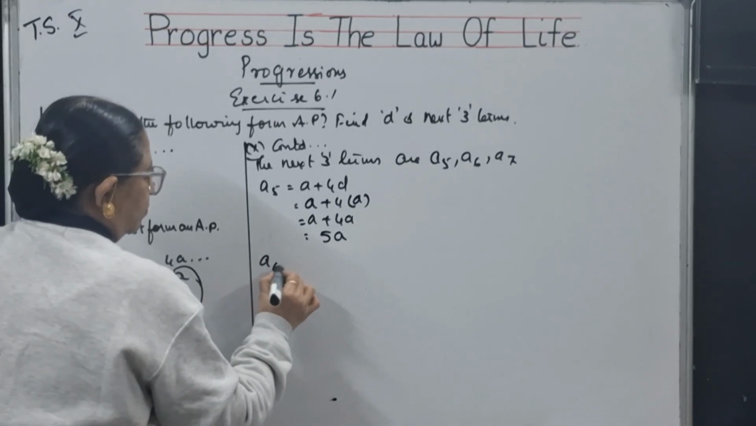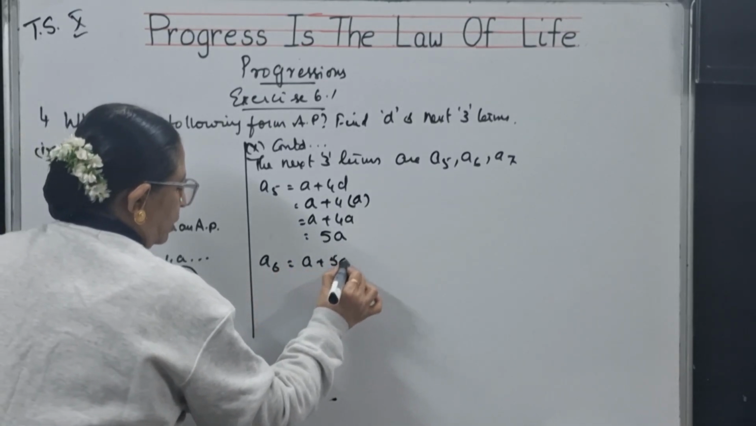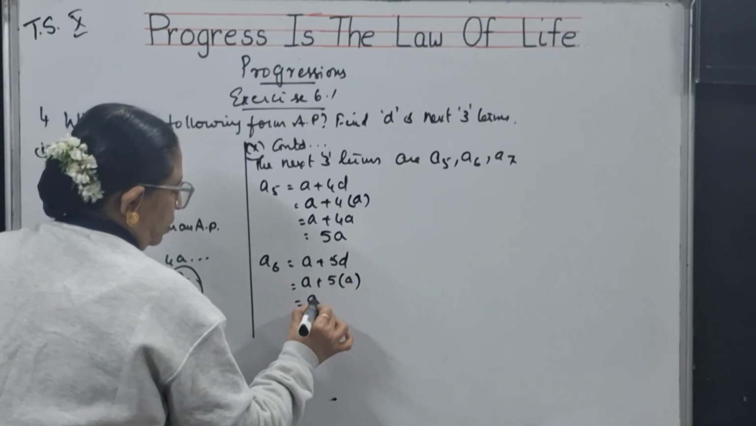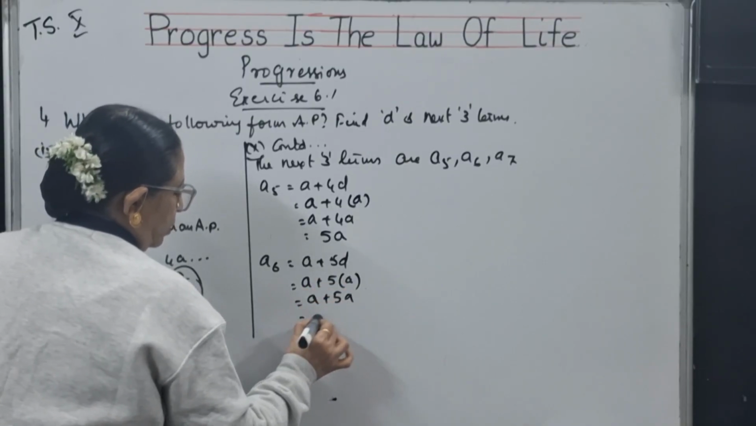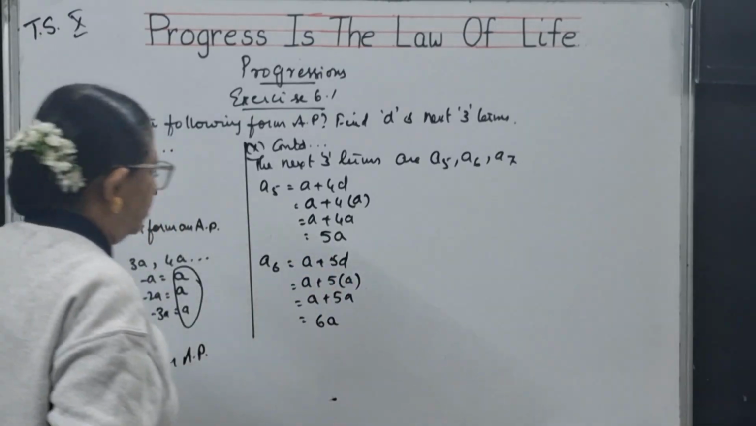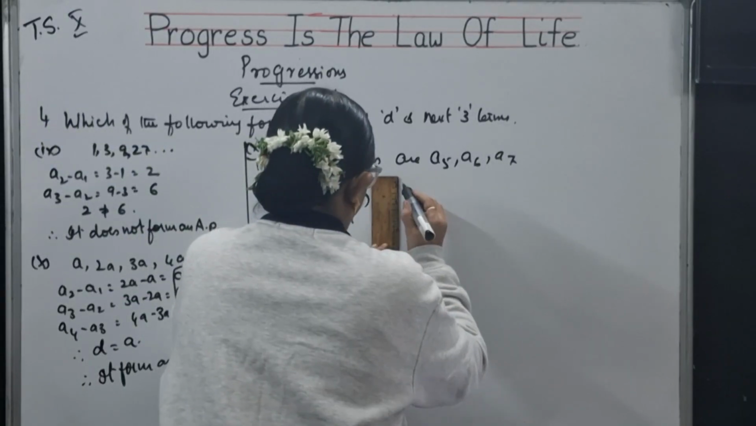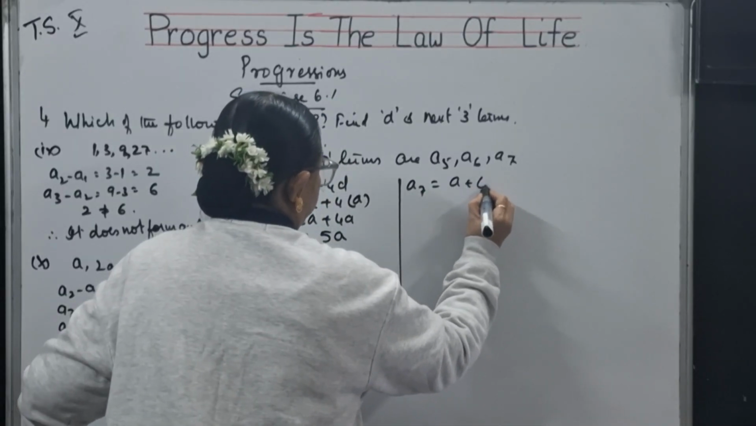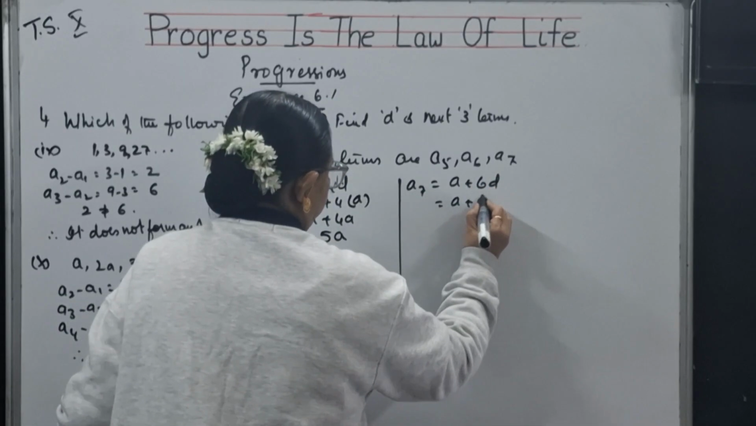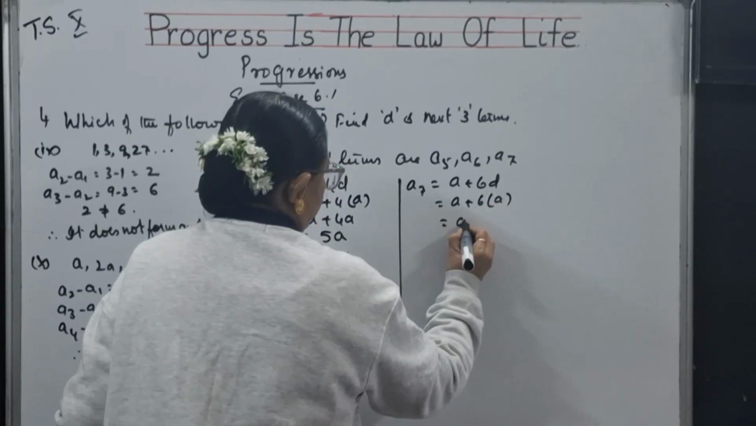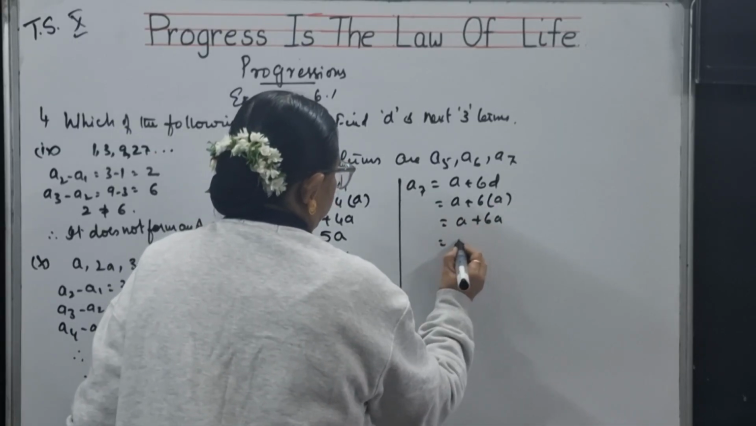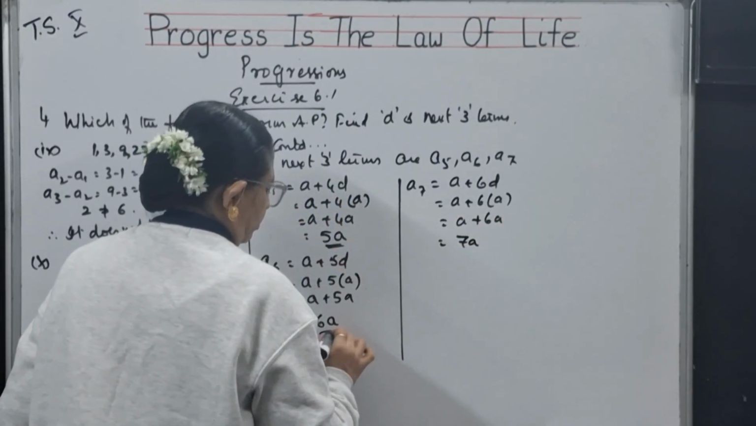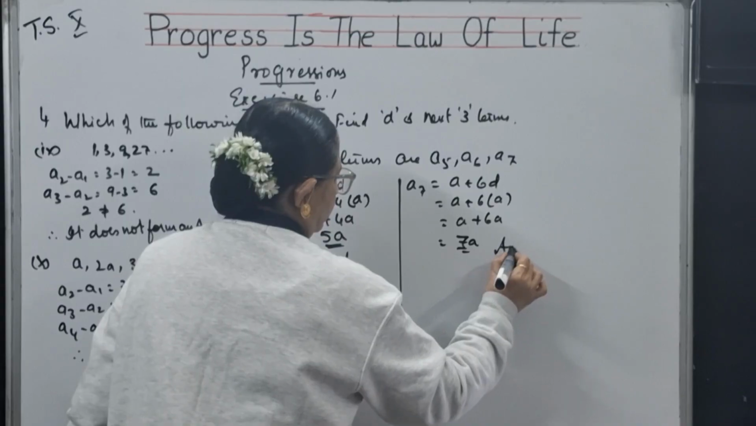Now A6. A plus 5D. A plus 5 into again A. A plus 5A, that is 6A. Now A7. A7 is equal to A plus 6D. A plus 6 into A. A plus 6A, that is 7A. So 5A, 6A, 7A are the answers.